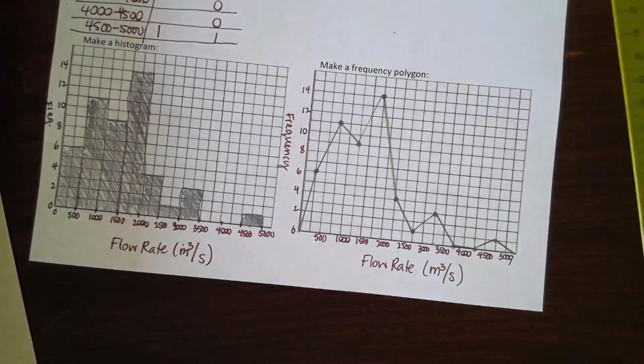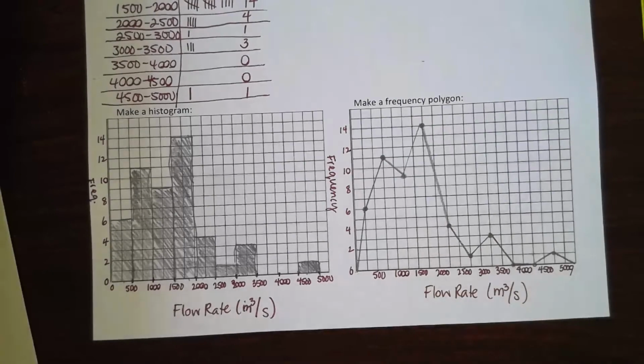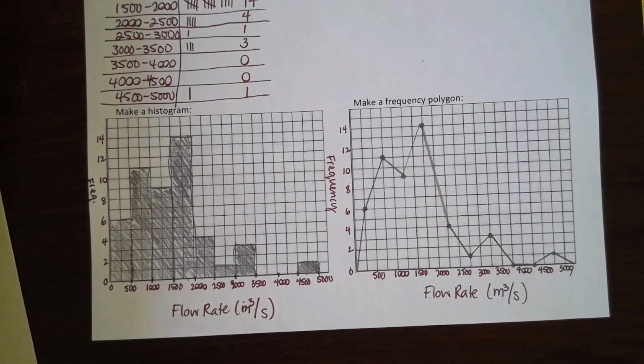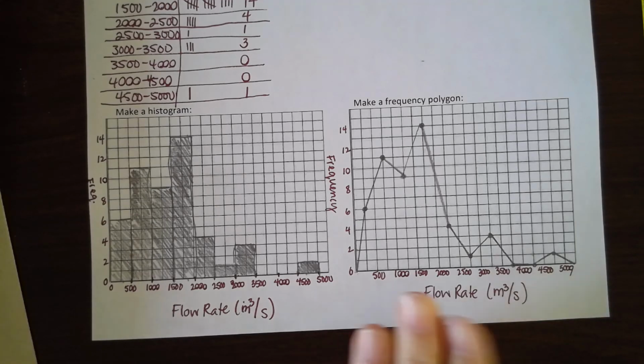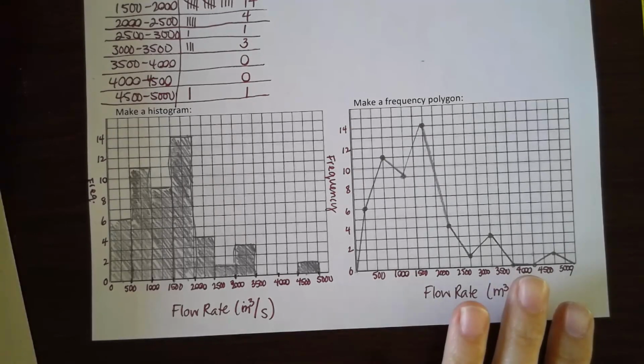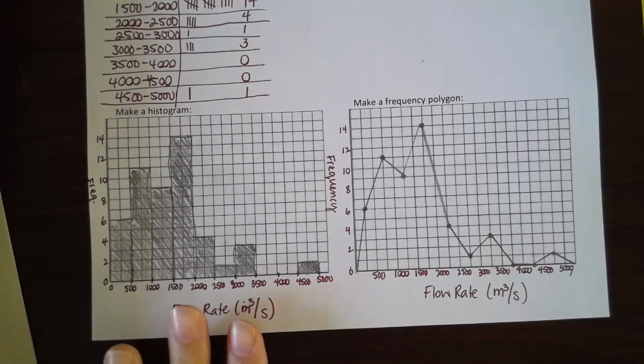Okay, so that's what our frequency polygon looks like. It has exactly the same information as our histogram, but it just looks different. What's really interesting is we can put a frequency polygon over top of a histogram. Let's say we had some other piece of data we wanted to compare to the flow rates of the river. We could put that into a frequency polygon on top of the histogram and see how they compare.